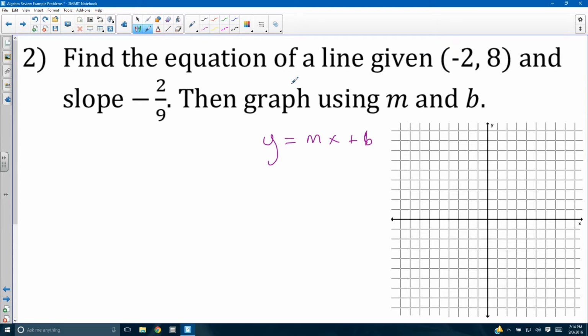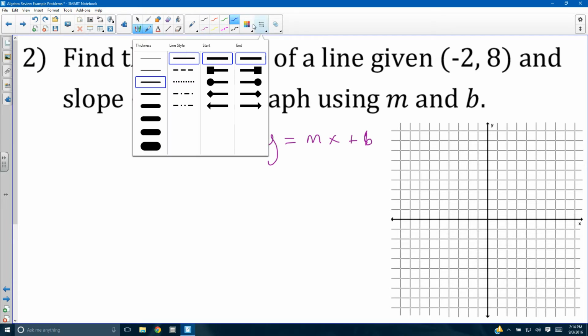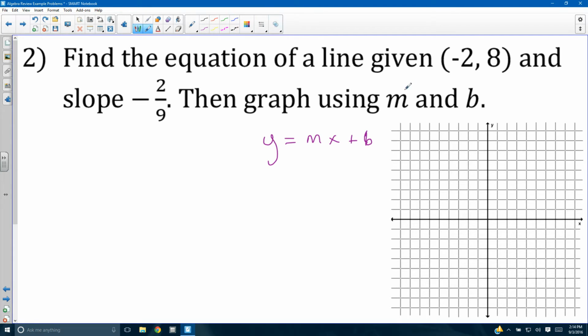So most people, when they have this set, they do one of three things. Either they freak out, or they start with point-slope form, or they start with slope-intercept form. I'll start with point-slope form first. Personally, I tend to almost never use point-slope form, but some people do. And here I'm going to get it in slope-intercept form.